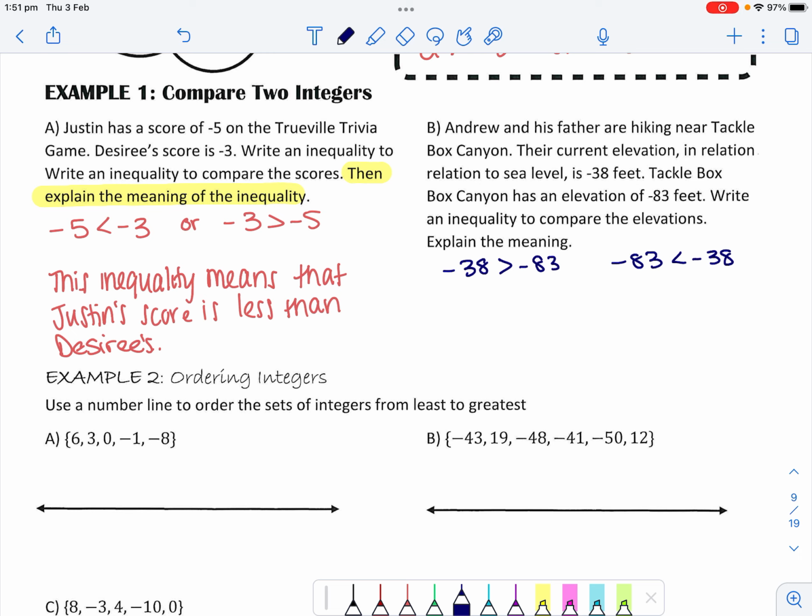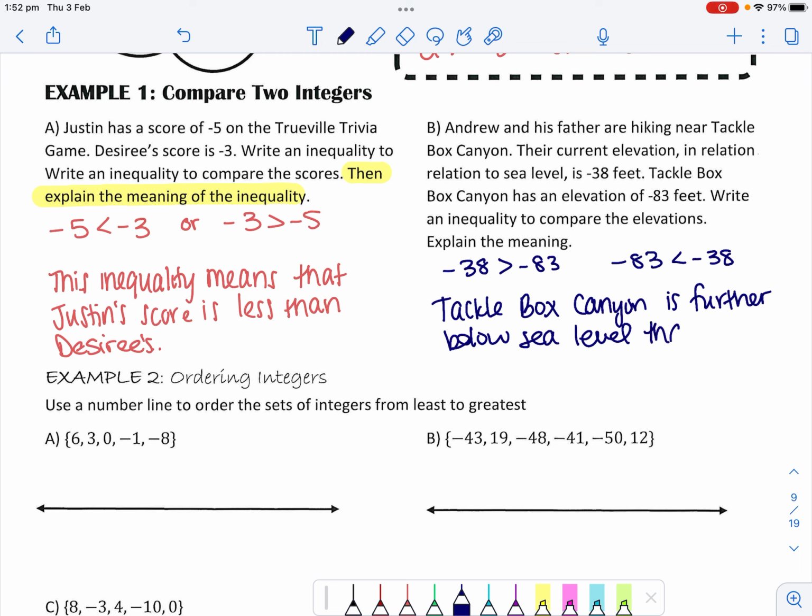And then for the meaning of the inequality, I can say that Tackle Box Canyon is farther below sea level than the two hikers. Okay, and that's just explaining that we understand what our inequality symbols are trying to say in this situation.